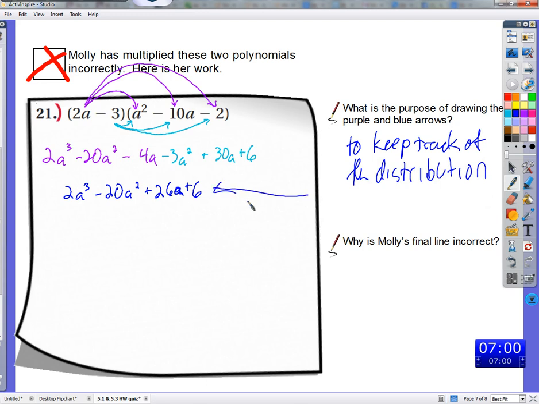Something does go wrong here, so our final line is incorrect. You see it? Maybe? She didn't add or take away the 3a squared from the 2a squared. She was so close. She combined all the like terms, but probably just lost track. Right? She just forgot the negative 3a squared. What's something she could do to make sure that she doesn't lose track of that stuff?